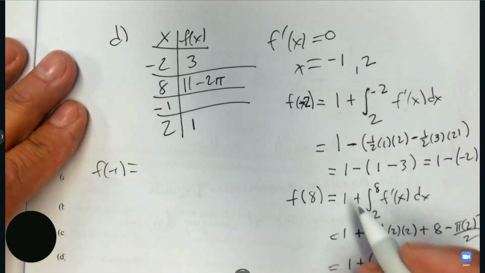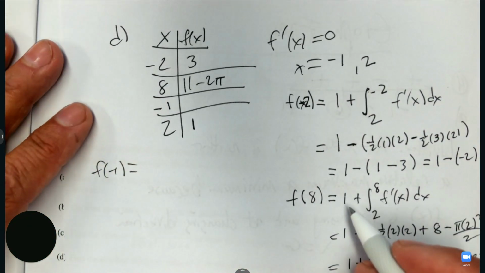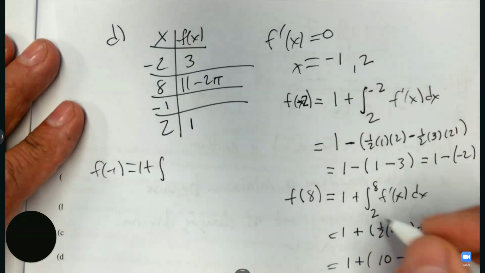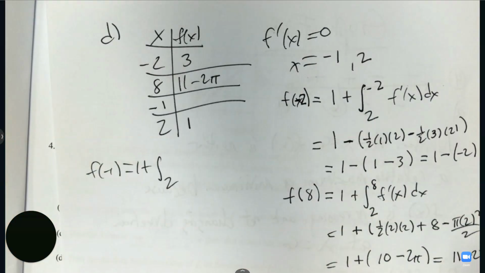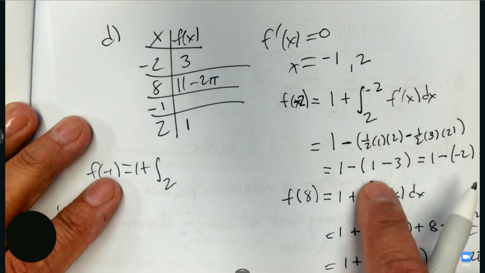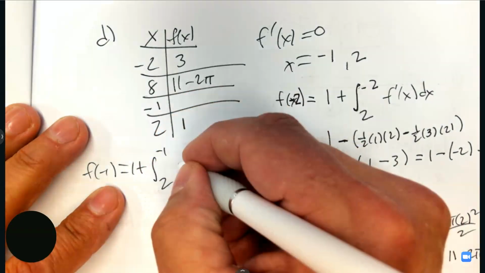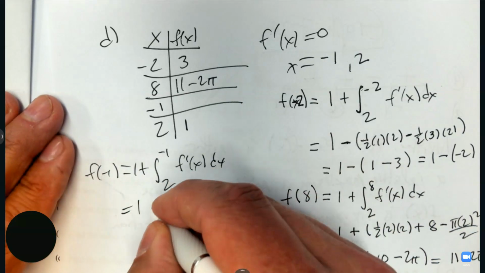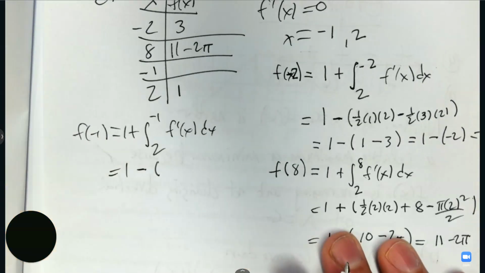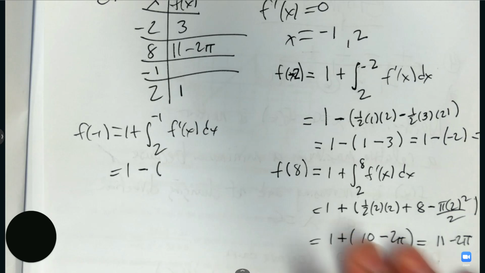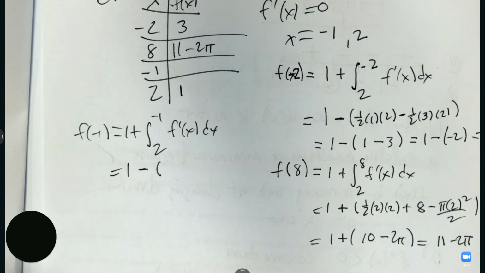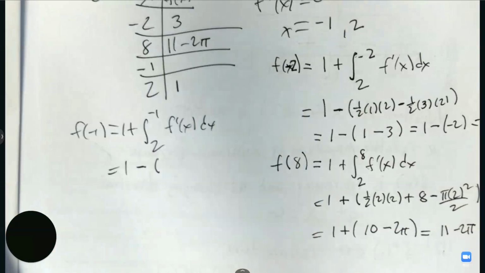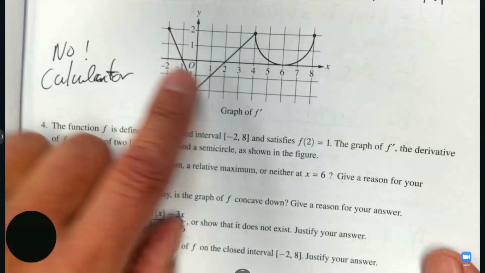So the setup. See how much longer this is taking? This is worth the most points. So we have 1 plus, we're going to integrate from 2 to what number we're looking at, -1. What do you notice is it's improper. So when I set this up, we're going to use a minus sign because the bottom number is bigger. And then I'm going to find the area in between here. So from 2 to -1.